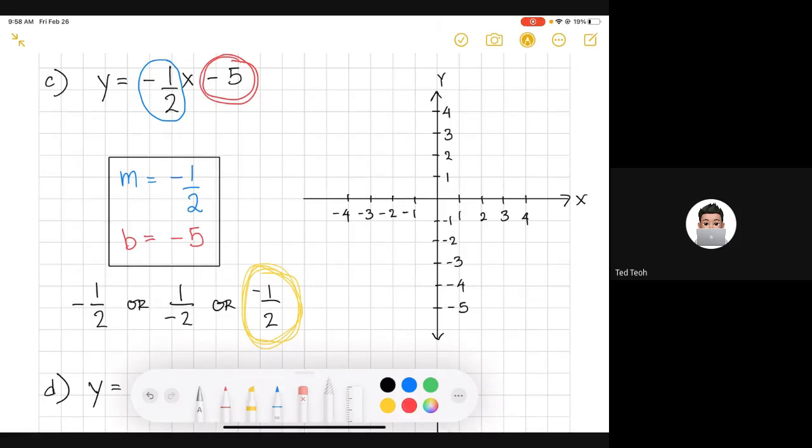Step two, I'm going to look on the y-axis. Okay, and I'm going to plot where the y-intercept is. So the y-intercept is going to be way down here where -5 is.